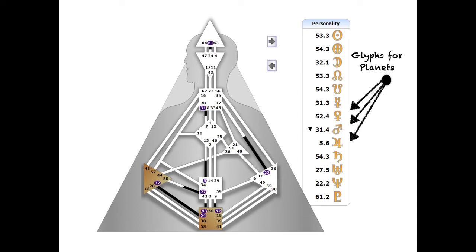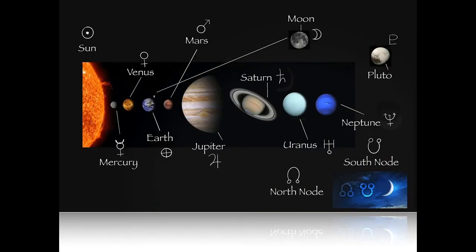And then the design side, as I spoke about before, is 88 days or 88 degrees before your birth. And here's just a different image of the planets and the glyphs. Basically just a different mode of seeing the planets and the glyphs.